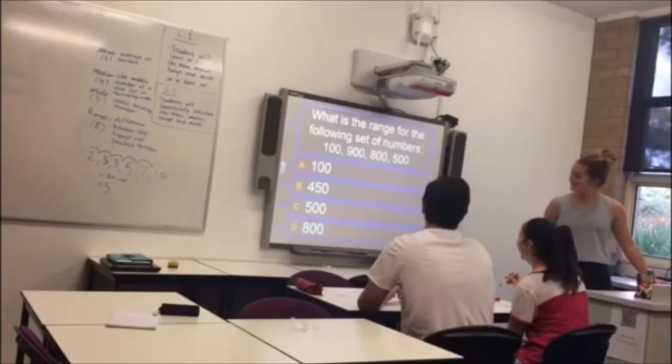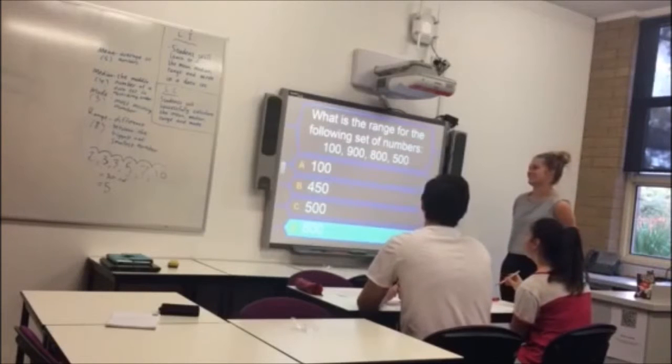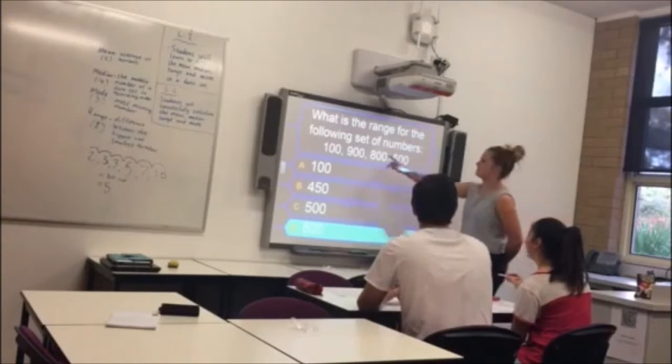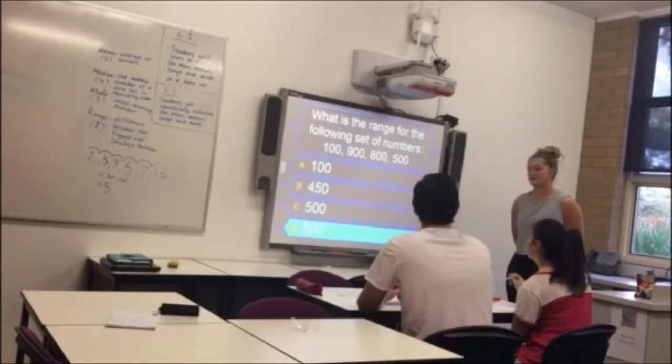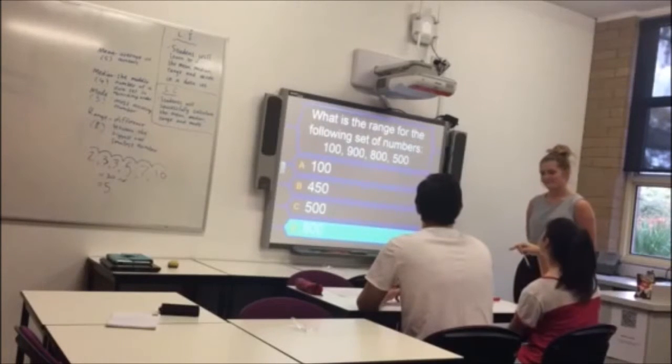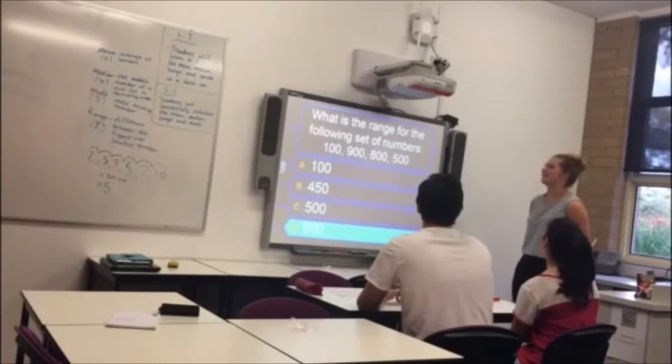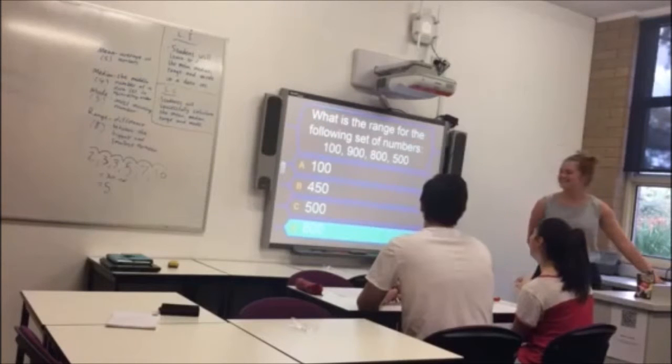D, 800. Awesome. Can you please explain how you got that? Because 500 take 100 is 800. Yeah, but like the last question, you got to put them in order. These are a bunch of smart cookies.